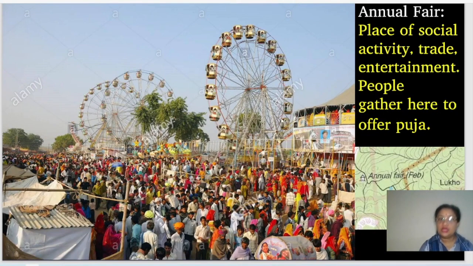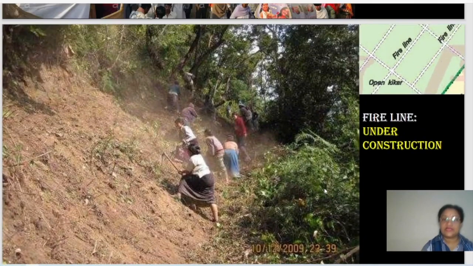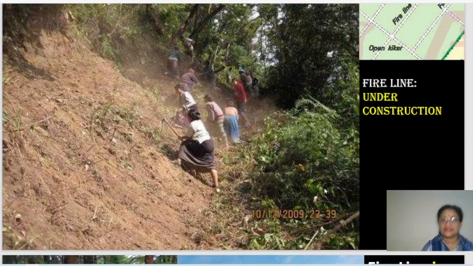Okay, now the importance of it you can see here. It is a place of social activity, trade, entertainment. People gather here, at several times you'll find it is related with some of the festivals, or any of the puja, right? Then you will find this type of thing. Whenever it is related with any puja or any such important festival, most of the time you'll find it is very close to any of the temples. So it is this annual fair. Now come to another very important part of it, that is fire line.